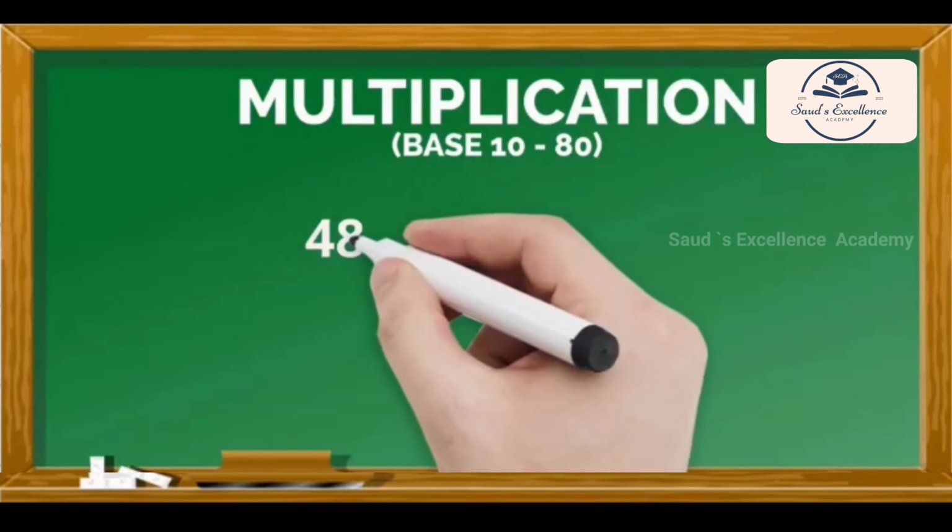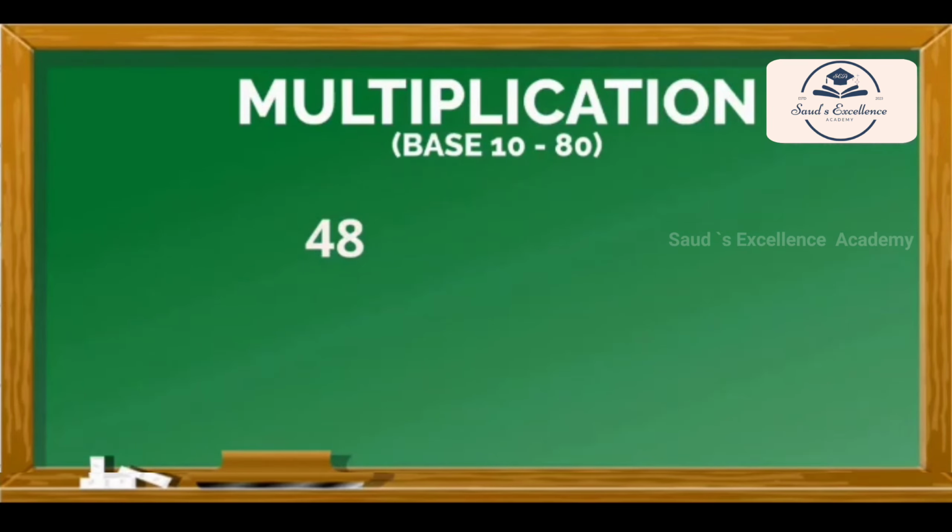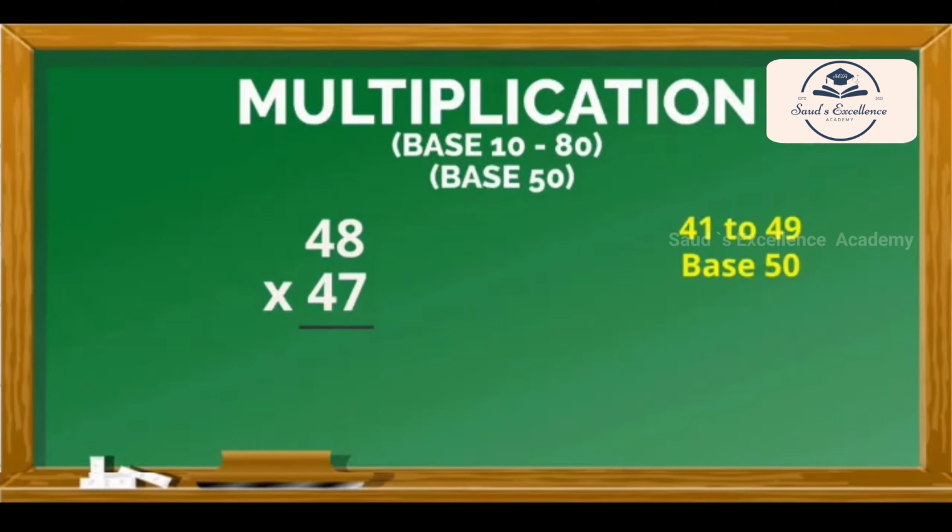We start with a new example: 48 multiply with 47. The second number, that is 47, will give us the base. For 41 to 49 we take base 50. For 47 we take base 50.